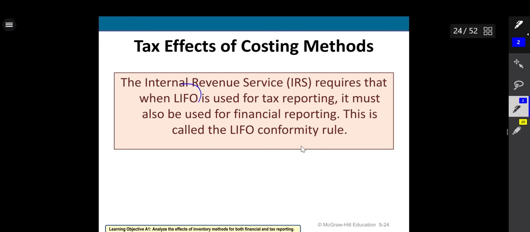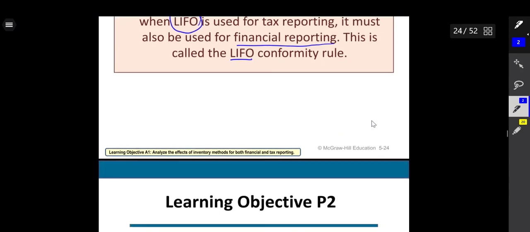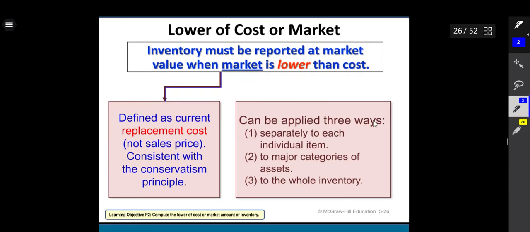But if you choose LIFO for tax purposes, you have to use it for financial reporting as well. So I'll give you a great example. Marsh Supermarkets is no longer in business, but before they went out of business, they basically, like any supermarket, operated on a first in, first out. However, their financial statements were prepared on a LIFO method because they sought to reduce the taxation that they were paying. Okay? Now, the next thing we want to talk about is the lower of cost or market.